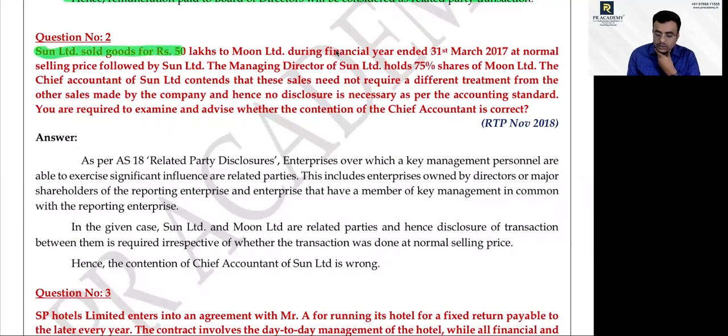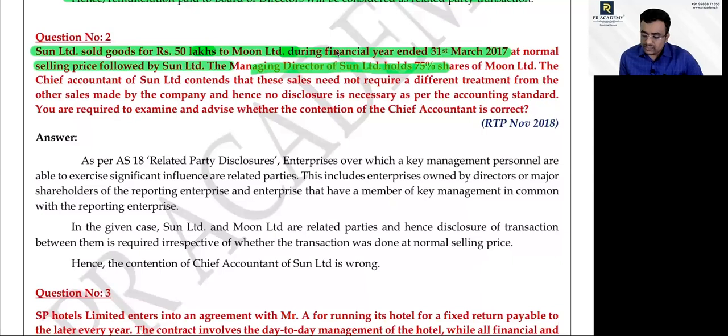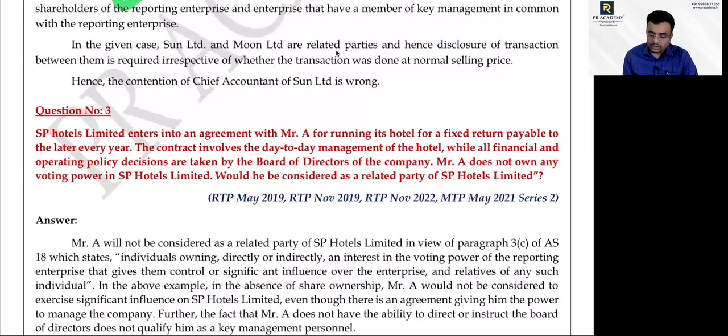Sun Limited sold 15 lands to Moon Limited during the financial year ended 31st March 2017 at a normal selling price. Managing director of Sun Limited holds 75% of Moon Limited. Yes, obviously it is a related party transaction, but it is done at normal selling price. Tell me. Related party transaction, sir, we can discuss. If done, where to report it first.